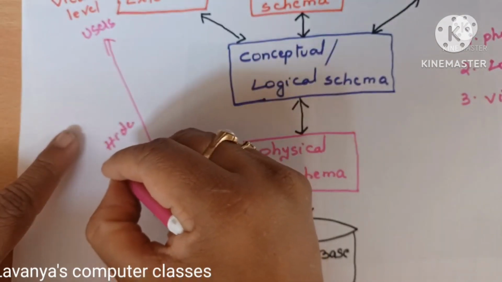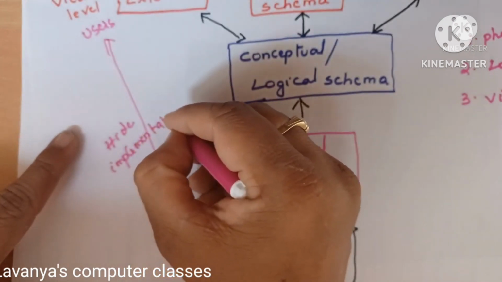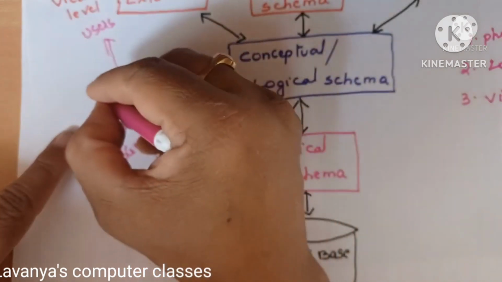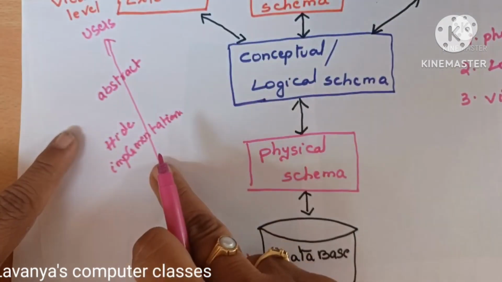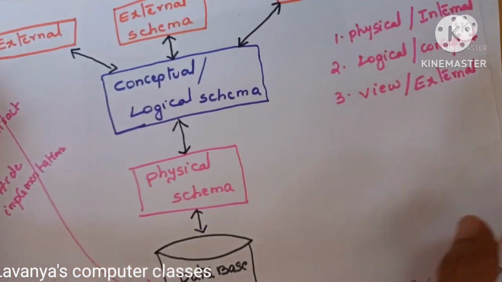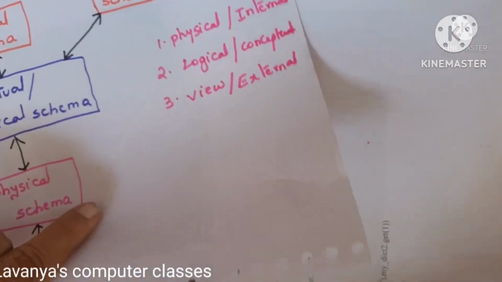Users are using the database, but they don't know how it is stored or where it is stored. They are just using the database only. That's why it is protecting the database. They abstract the database, but the total implementation is hidden from the users. So this is the three level architecture.